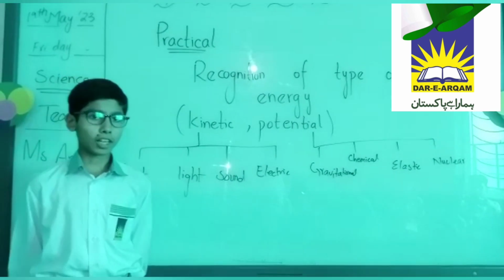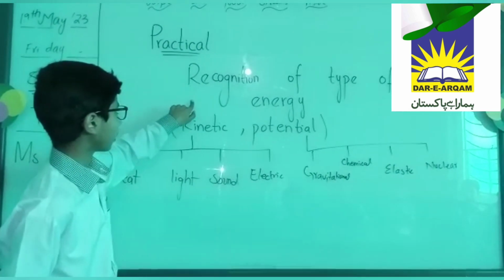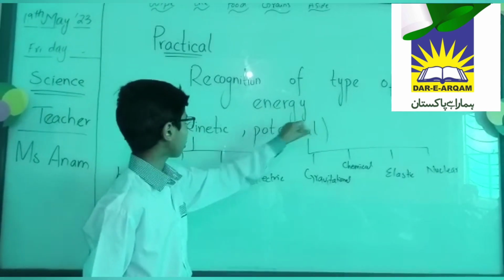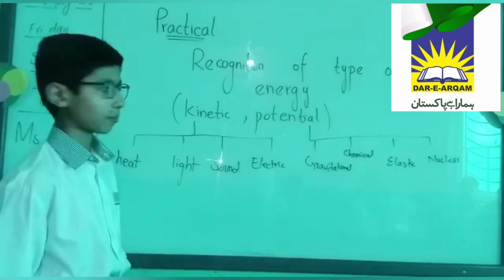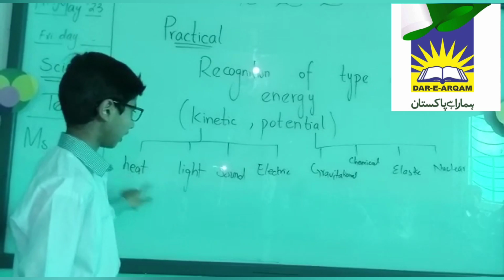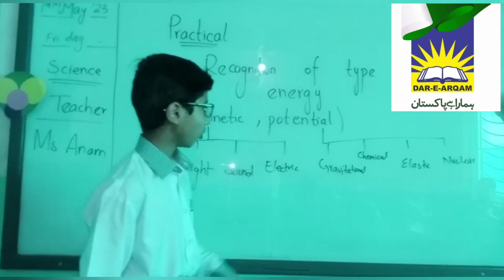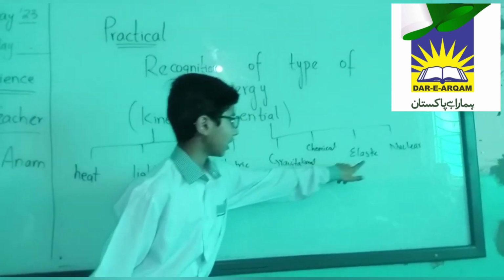Today I am here for the practical. The topic is recognition of types of energy. We have two types: kinetic and potential. Kinetic energy has four types: heat, light, sound, and electrical. And potential energy also has four types: gravitational, chemical, elastic, and nuclear.